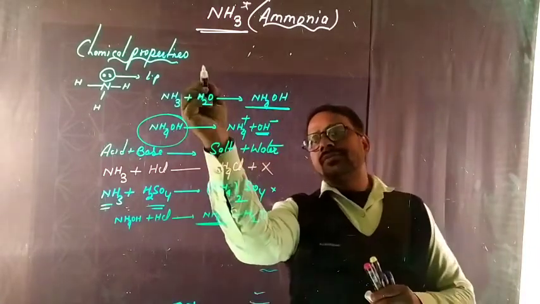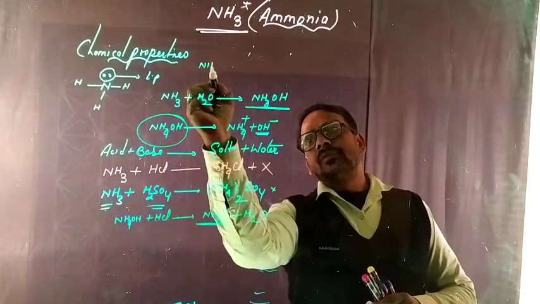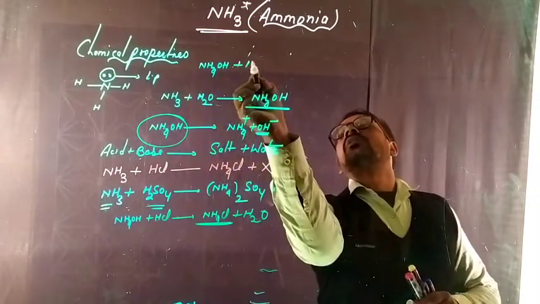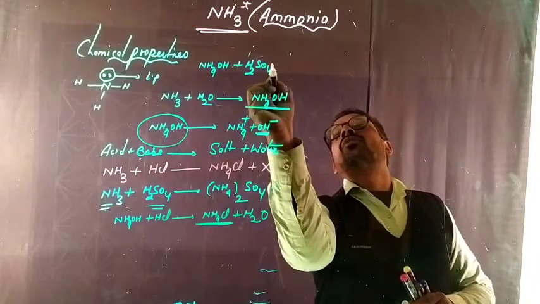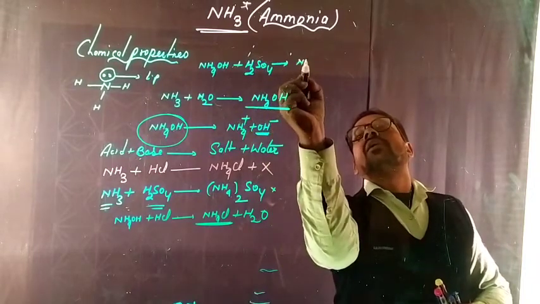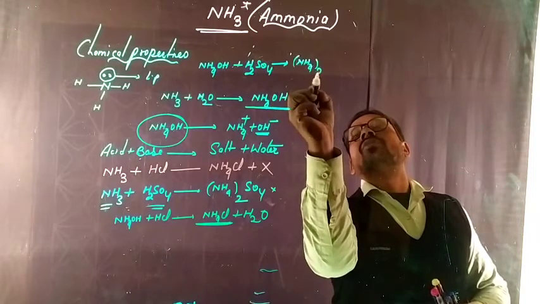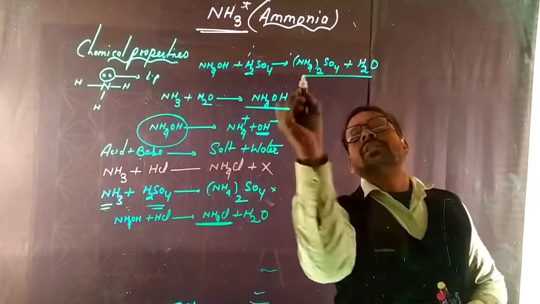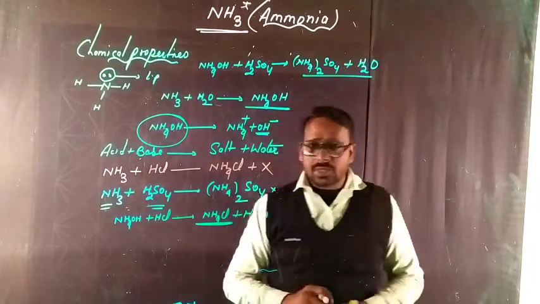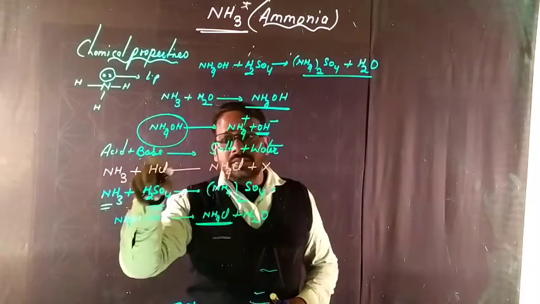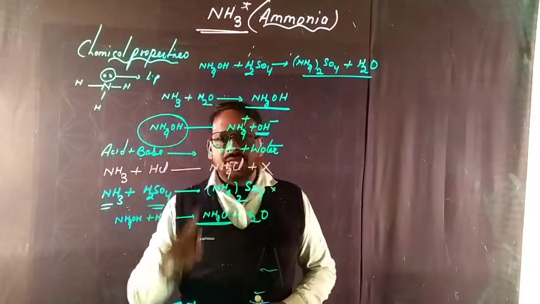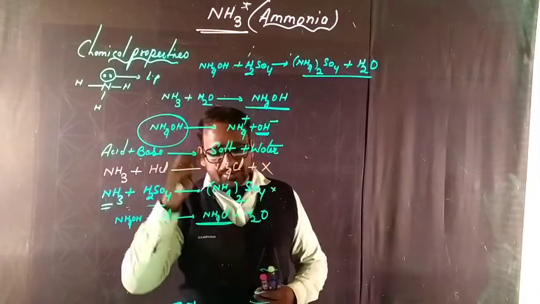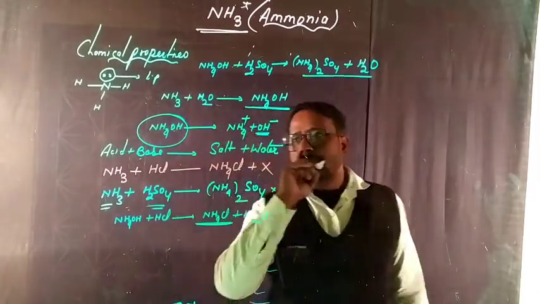Similarly, if we take NH4OH and it will react with H2SO4, what we will get? (NH4)2SO4 plus water molecule. So in this case, you will get the salt plus water. When will you get the salt plus water? In the aqueous solution of ammonia. And the aqueous solution of ammonia is called ammonium hydroxide. So these are the reactions. Now, next property we'll talk about.